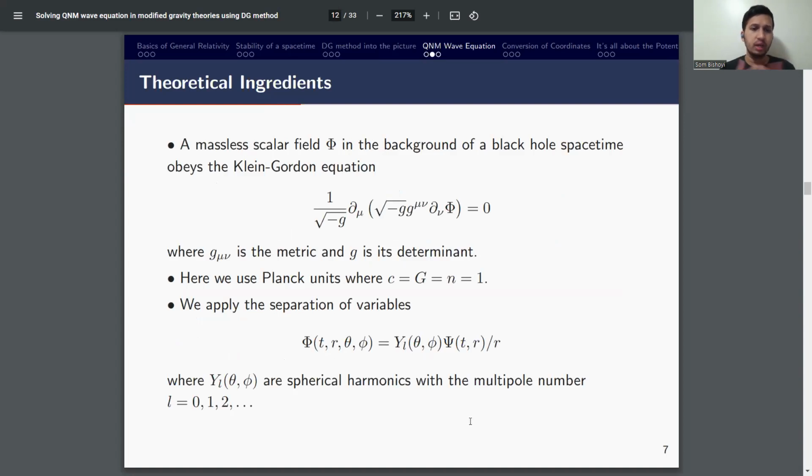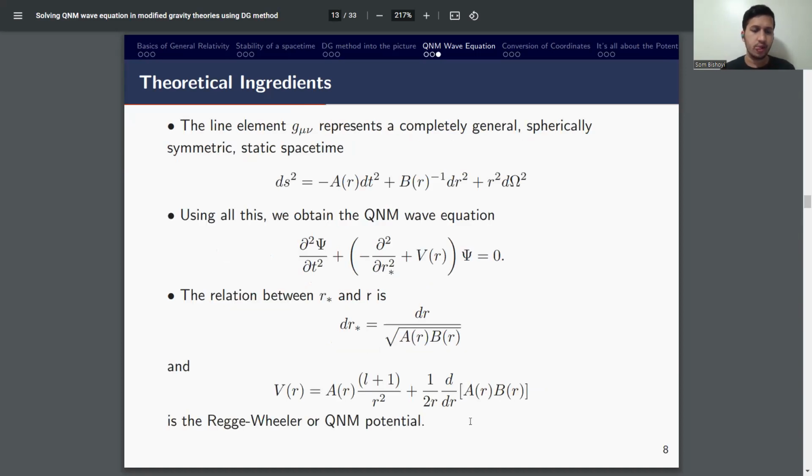Now, the QNM wave equation actually comes from solving the Klein-Gordon equation that you can see here. It's an equation which comes from a Lagrangian, you can say, and it governs the behavior of a scalar field in the background of a space-time, g mu nu. Once we have the equation, we perform a traditional separation of variables and simplify it in a way that we separate the angular part and the radial and time part. This is basically a spherical harmonic decomposition, which is a traditional method in mathematical physics.